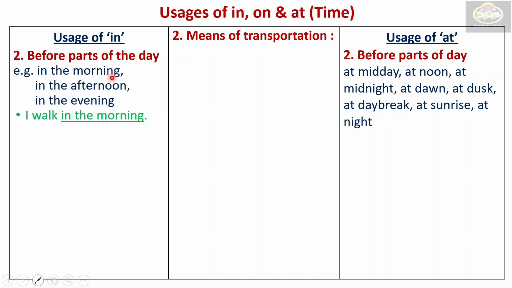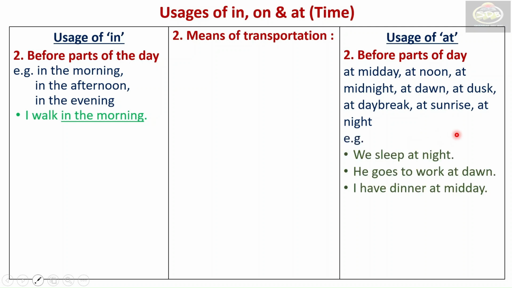Morning includes 4-5 hours, but dawn includes just half an hour. The time of sunrise, early morning, maximum 1 hour. More examples. We sleep at night. This at night is an exception. We use at with night. He goes to walk at dawn. I have dinner at midday.